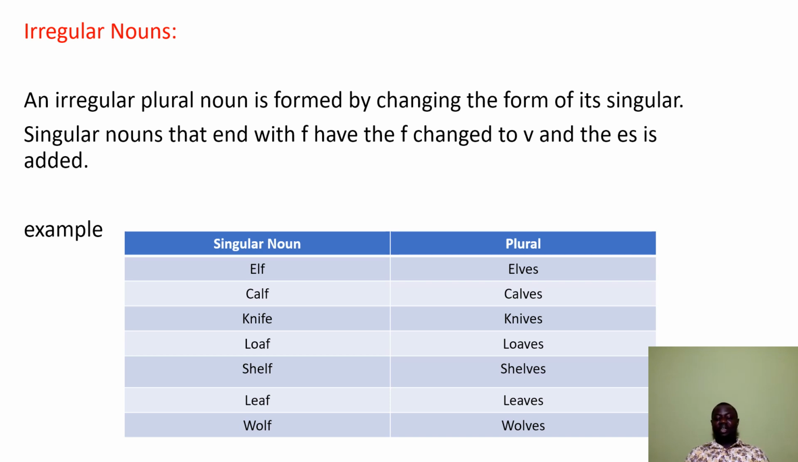Even with this, it doesn't stay there. There are some nouns which end in f but you don't change it. We'll learn about that. But know that for the first group of irregular nouns, when they end with f, you change the f to v and then you add es. Examples are leaf, which becomes leaves, shelf, which becomes shelves, loaf, which becomes loaves, and the rest.